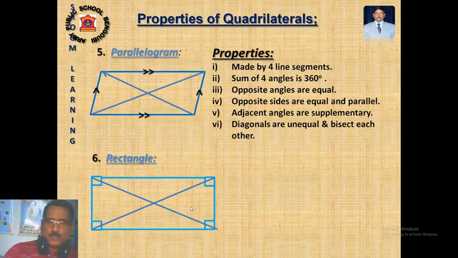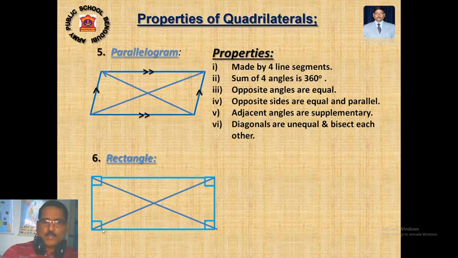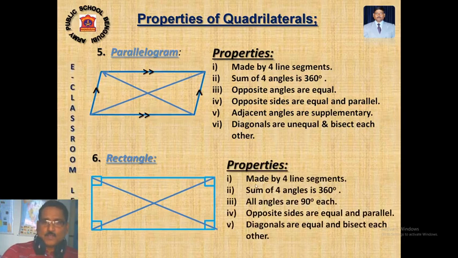So in rectangle, all properties will be there. Additional property is one angle is 90 degrees. If one angle is 90 degrees, that parallelogram must be this shape, and all angles will be 90 degrees. What are the features? Made by 4 line segments. Sum of 4 angles is 360 degrees. All angles will be 90 degrees each. Opposite sides are equal and parallel. This side equal and parallel to this side. Diagonals equal and bisected. Here diagonals unequal but bisected. Here diagonals equal and bisected.